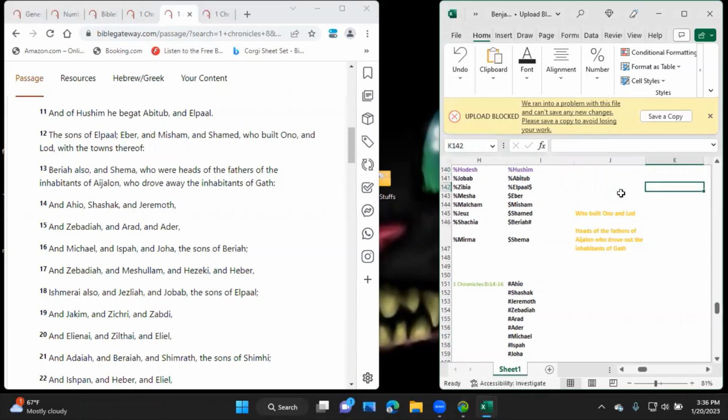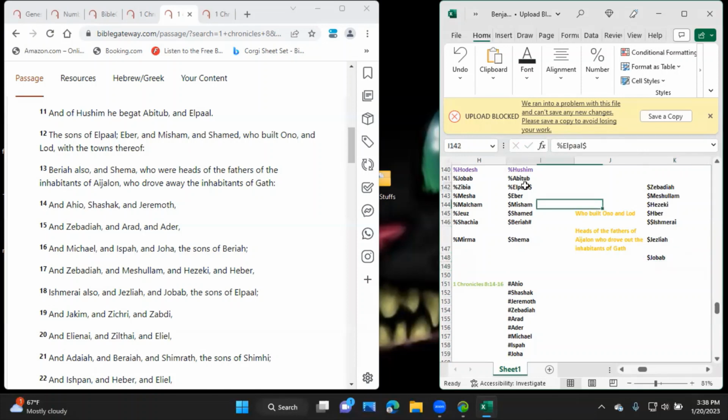And continue listing sons of Elpael, who were denoted previously by a dollar sign. Verse 17, Zebadiah, Meshullam, and Hezekiah, and Heber, Ishmerai also, and Jezliah, and another Jobab, the sons of Elpael.